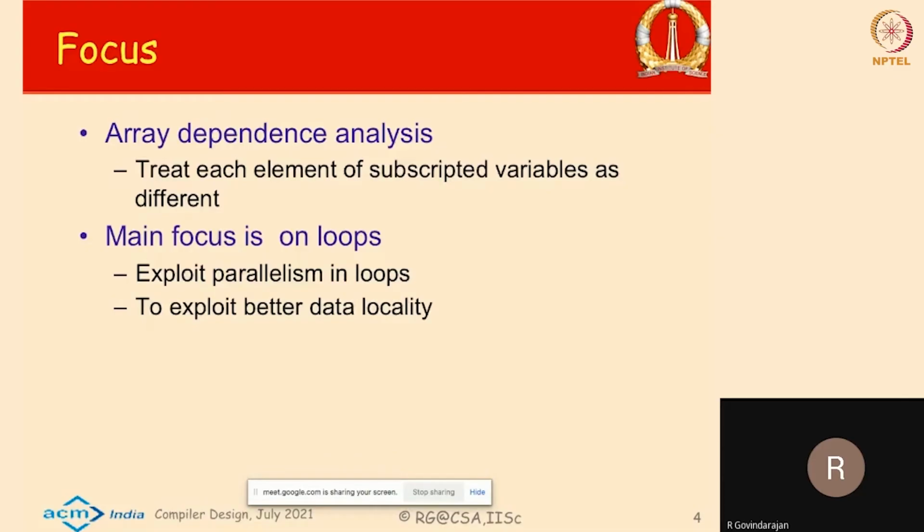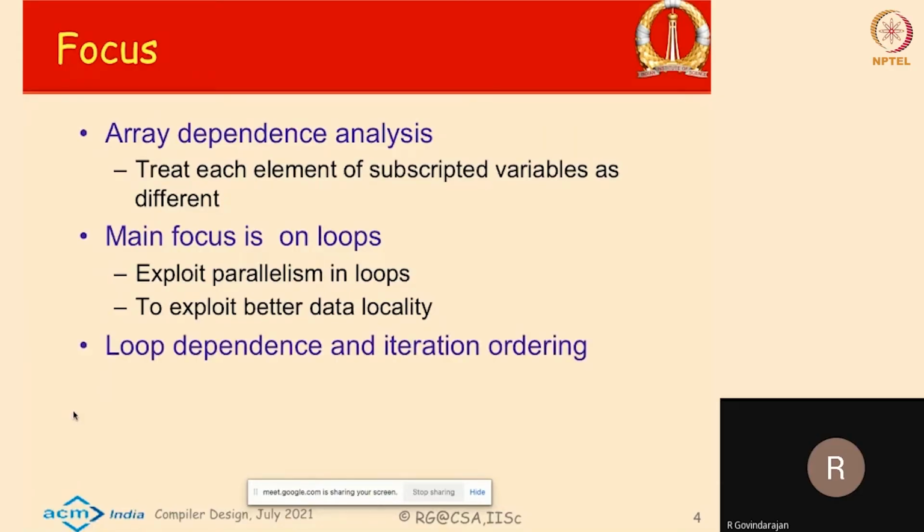Because if you try to analyze the array as one variable and find the dependence, then most of the time there is a dependence between every statement, or the statement to itself, and it would not allow you to parallelize, or it would not allow you to vectorize. I'll give you an example and then talk about it from that perspective. But you must understand that it is important to do this analysis at the level of individual elements of the array, or the subscripted variables of the array, right? The focus is, of course, to exploit parallelism and to exploit better data locality. We might focus more on the parallelism aspect and leave the discussions for locality to a later point.